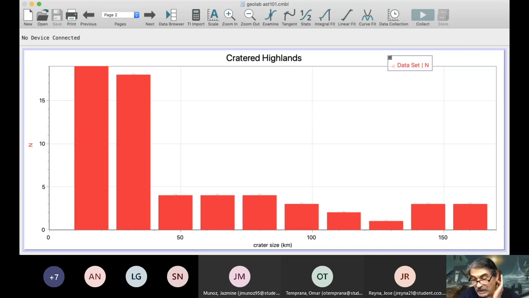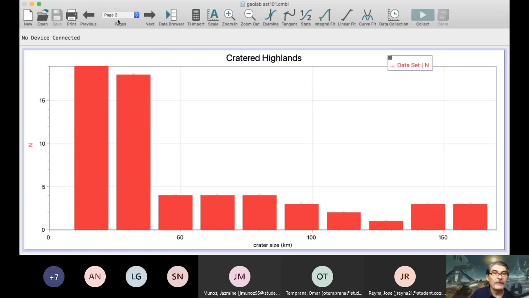Oh, I'm sorry, I'm saying this wrong. So 0.31 times 16 kilometers plus 29%, or 0.29 times 32, and so on. You would calculate the percentage for each one, and then you could calculate a weighted average of the actual average crater size in the cratered highlands. You could also do the same for the upper mare region.